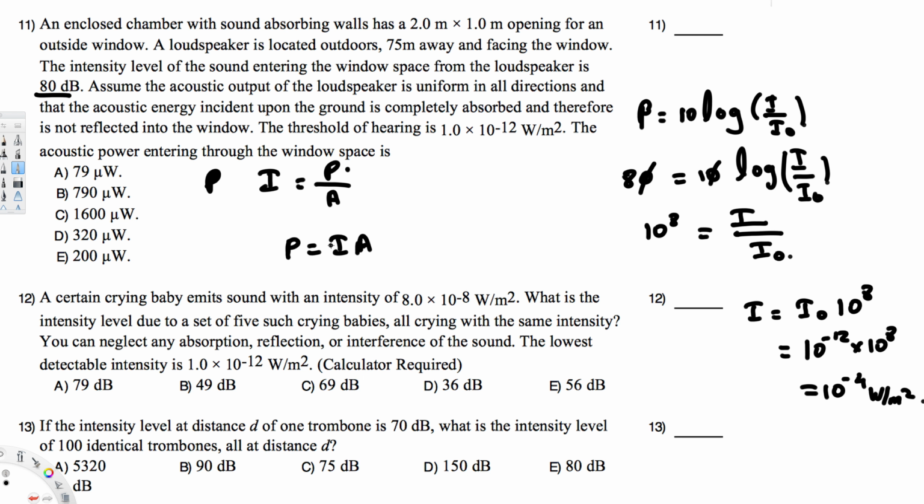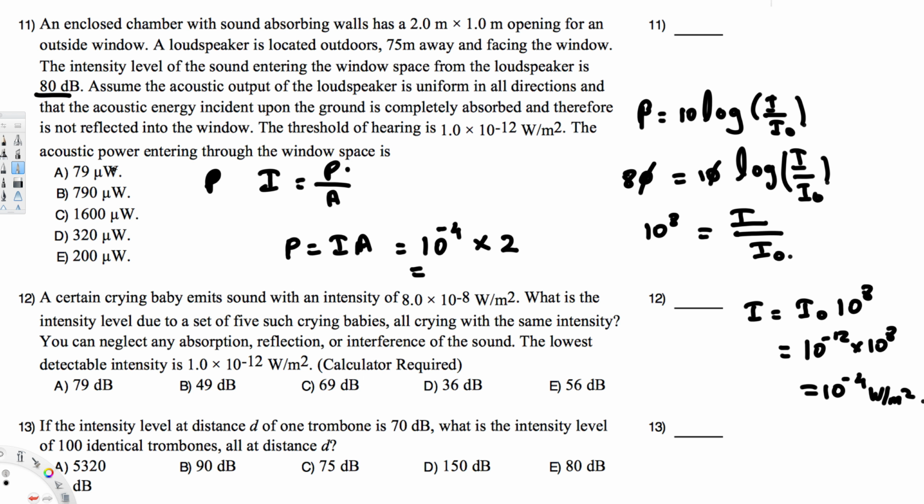Now here we have I times A. So all we have to do is just plug the values. 10 power minus 4 watts per meter square times this 2 times 1, that's going to be 2 meter square. So this is going to be just 2. That's our area. Now this is 2 times 10 to the power of minus 4.